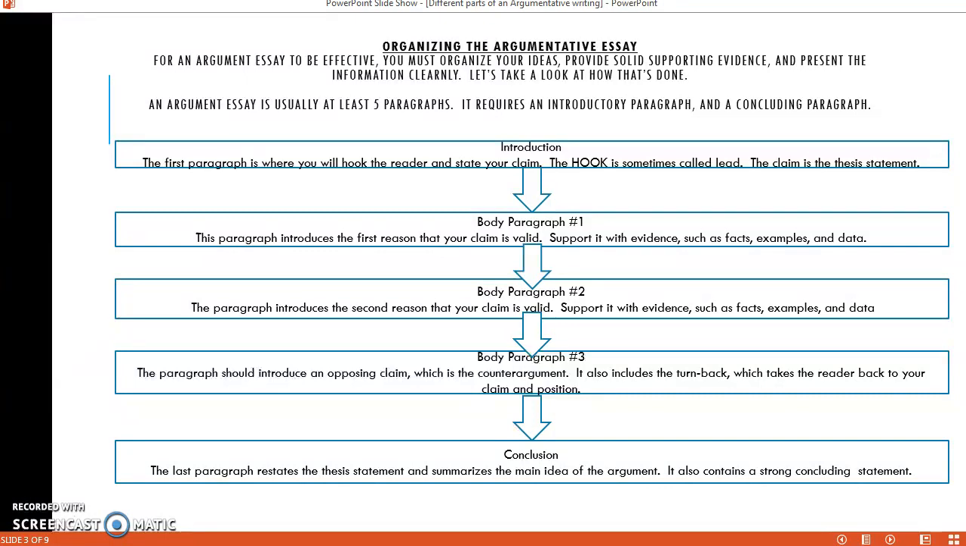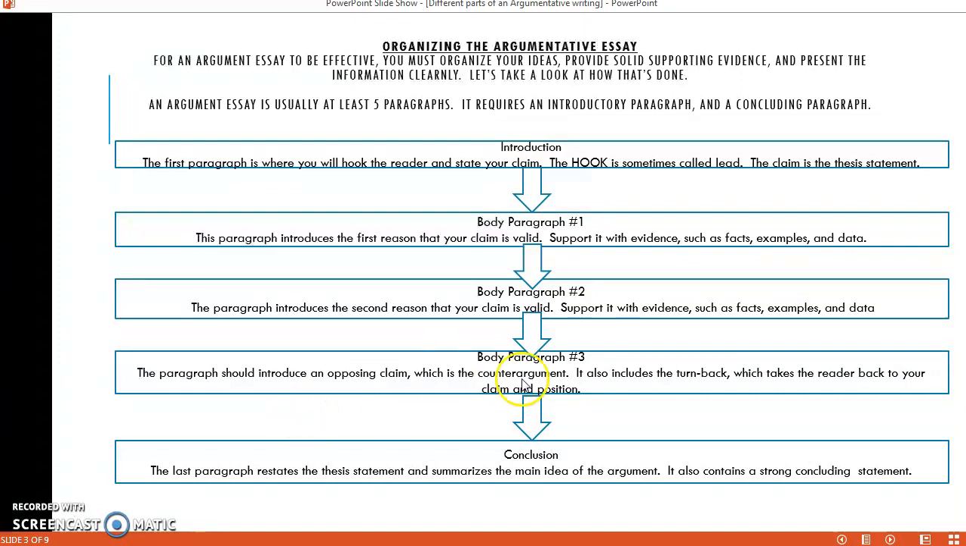And so paragraph 1, this introduces the first reason that your claim is valid. Support it with evidence, support it with facts, examples, and data. Okay, remember that each paragraph is probably going to be about 4 to 6 sentences long. You cannot have it less than that. And 4 is the minimum. Body paragraph number 2. This is another paragraph where you state your second reason that your claim is valid. So first paragraph is the first reason. Second body paragraph is another reason. Again, you're supporting with evidence, facts, examples, and or data.